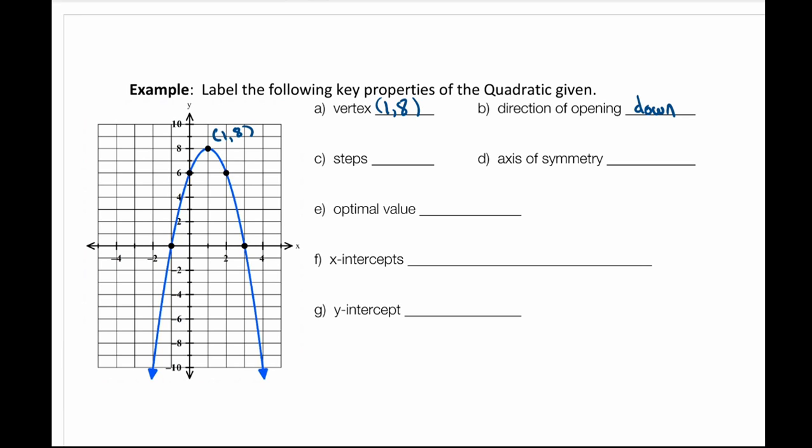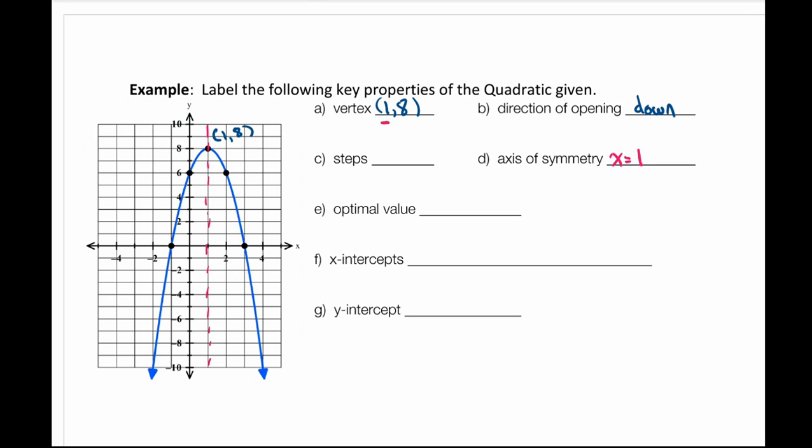The axis of symmetry is that imaginary line that cuts our parabola in half. Because it's a vertical line, it's in the form x equals, and the x value comes from the x value of our vertex. So in this case, our axis of symmetry is x equals 1.